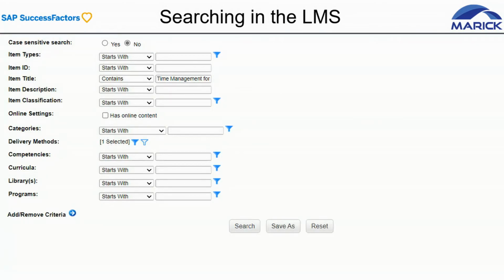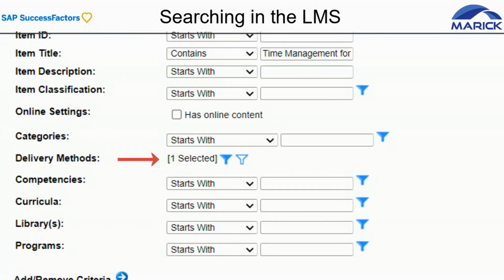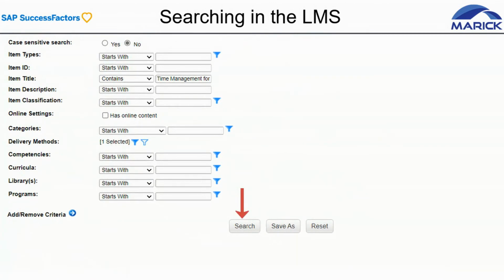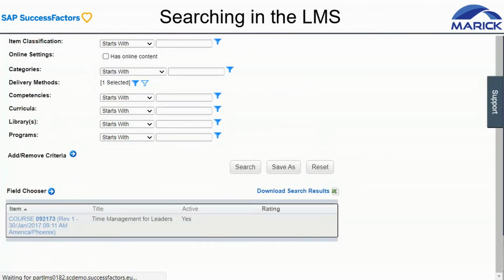You are then returned to the item search screen. Notice the delivery method criteria has the filter applied. Click the Search button. The system now searches for your item.